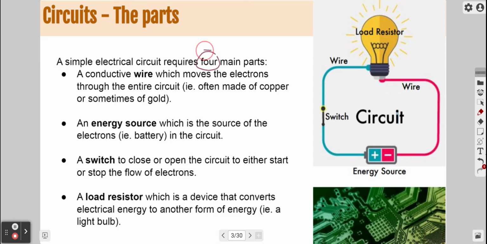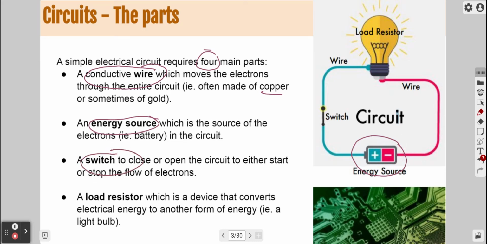So, 4 main parts of the circuit. We need to have conductive wires that move the electrons, and they're made up of a conductive material like copper. There's an energy source like a battery. Typically our battery is our energy source.